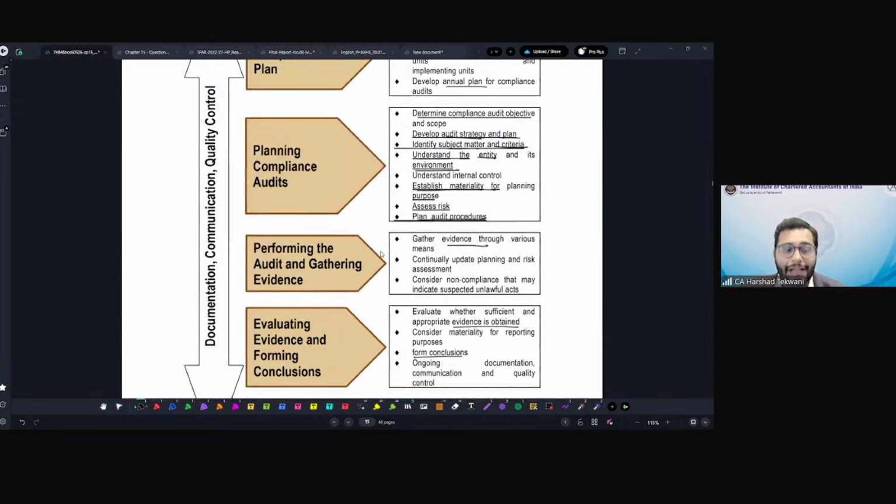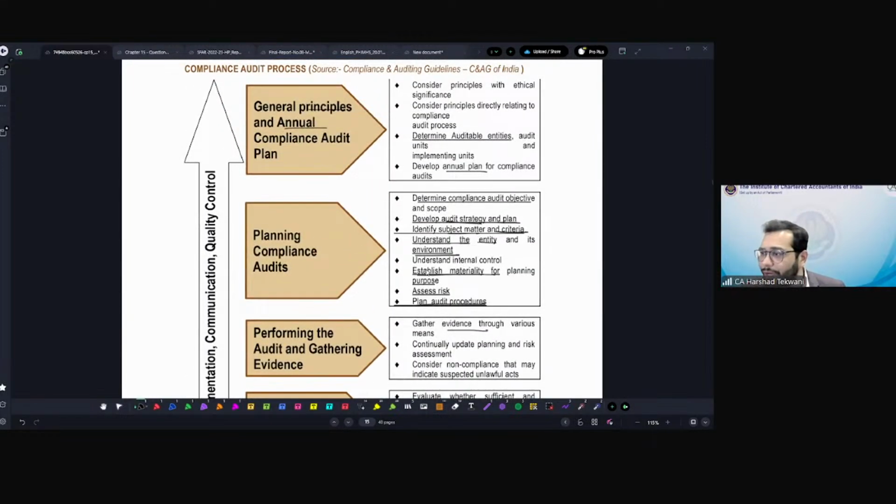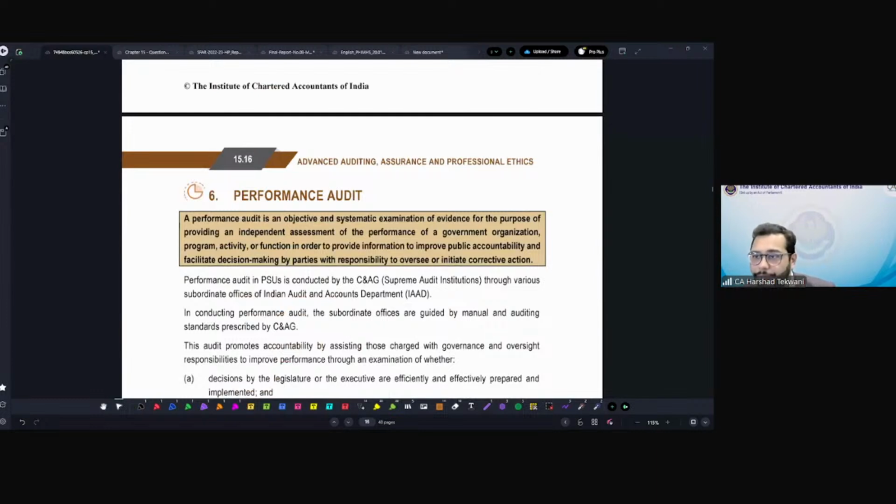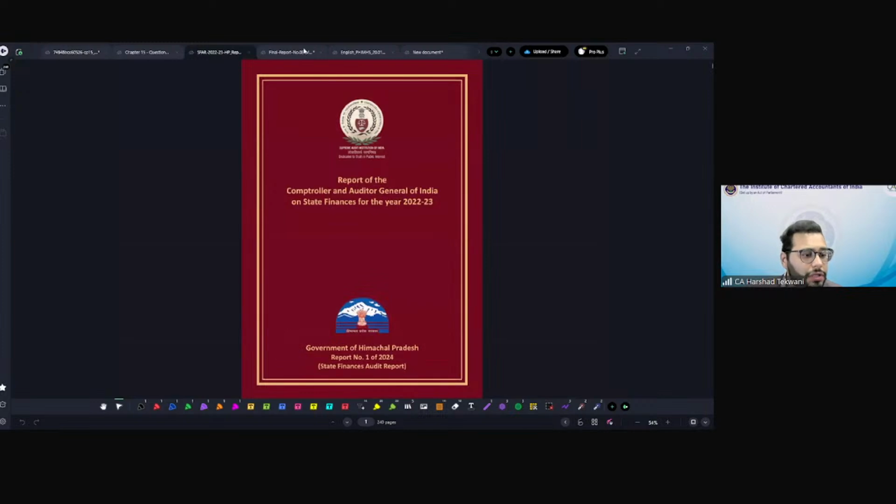This is how the audit is actually performed. And what we saw just now is the compliance audit, in the study material. And then we have the performance audit. Similarly, now we'll understand the performance audit through the report, and then we'll again come back over here. So I'll just show you the report. This is finance audit.